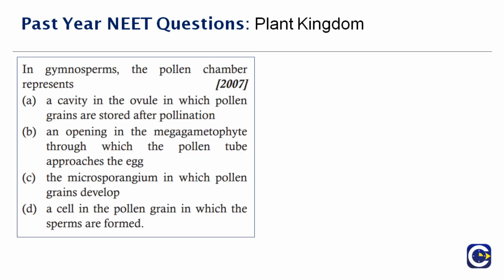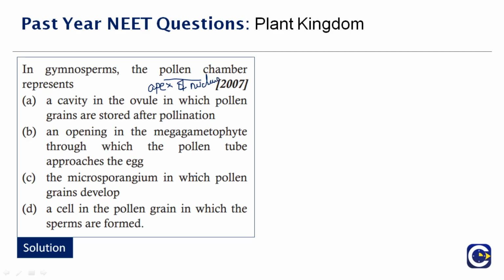Now, let's move to the next question. This question was asked in the year 2007. Okay, let's read it. In gymnosperms, the pollen chamber represents dash. But before we go into the solution, you should know what a pollen chamber is. Right, you should know how to define a pollen chamber. A pollen chamber is a small chamber at the apex of the nucellus. It is present at the apex of the nucellus, and not necessarily in every plant. Some plants have it, some plants do not. That is not a problem.